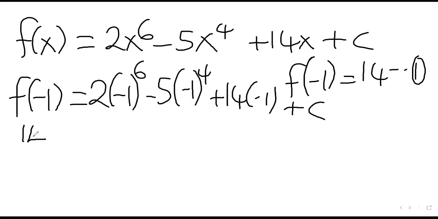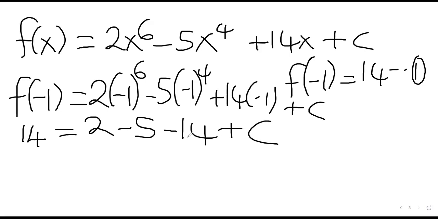So I would say 14 is equal to, for -1 raised to an even number, the outcome will be positive. So this negative here is going to give us a positive. So (-1) to the power 6 is just 1. Multiplied by 2, we are getting 2. We come here again, we are seeing a number raised to an even number, so the outcome will still be positive. So this is going to be 1 multiplied by -5, which gives us -5. Here we have -1 multiplying 14, so this is going to be -14, plus c.